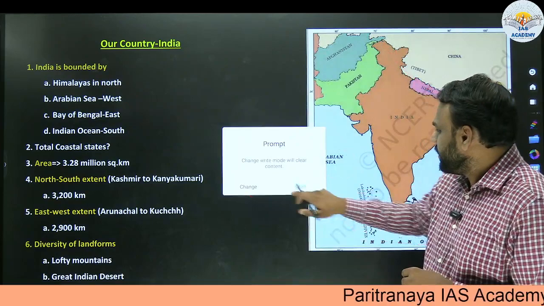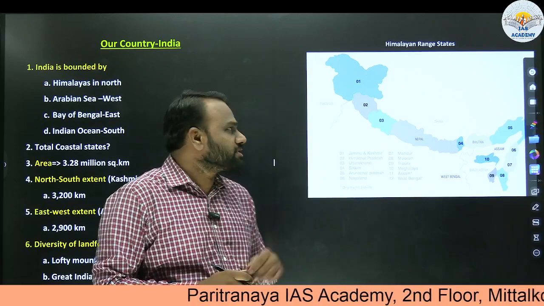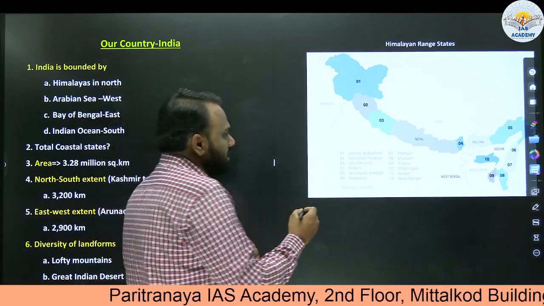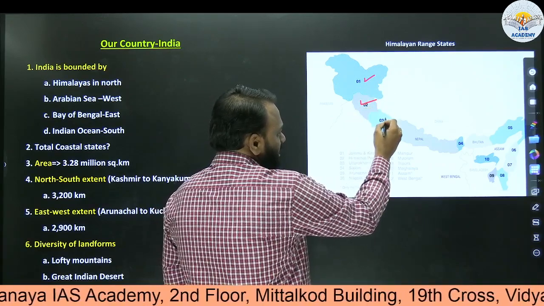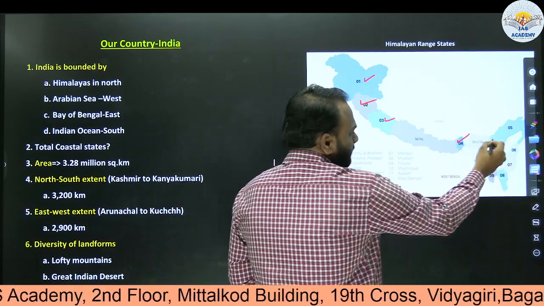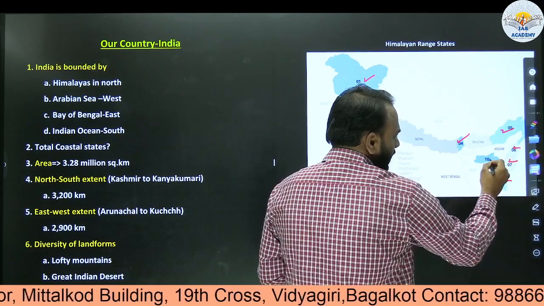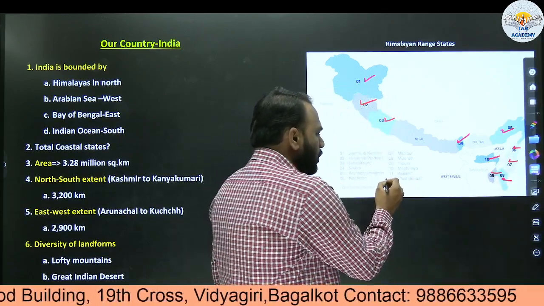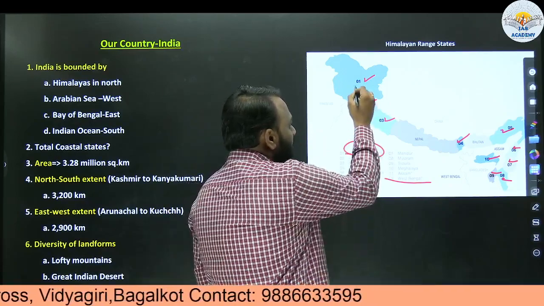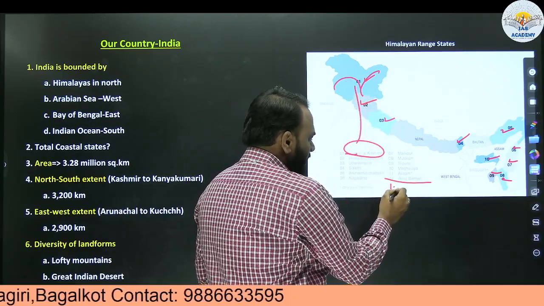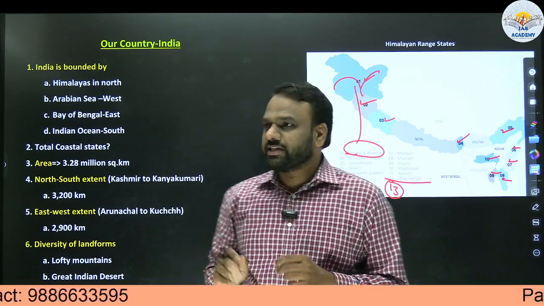If you look here, these are the states across which we find the span of the Himalaya. The Himalayan region is present in Jammu and Kashmir, Himachal Pradesh, Uttarakhand, Sikkim, Arunachal Pradesh, Manipur, Nagaland, Mizoram, Tripura, Meghalaya. So totally 12 states or union territories. But now Jammu and Kashmir has been divided into Jammu and Kashmir and Ladakh. So totally 13. The Himalayan range is spread across 13 states and union territories.